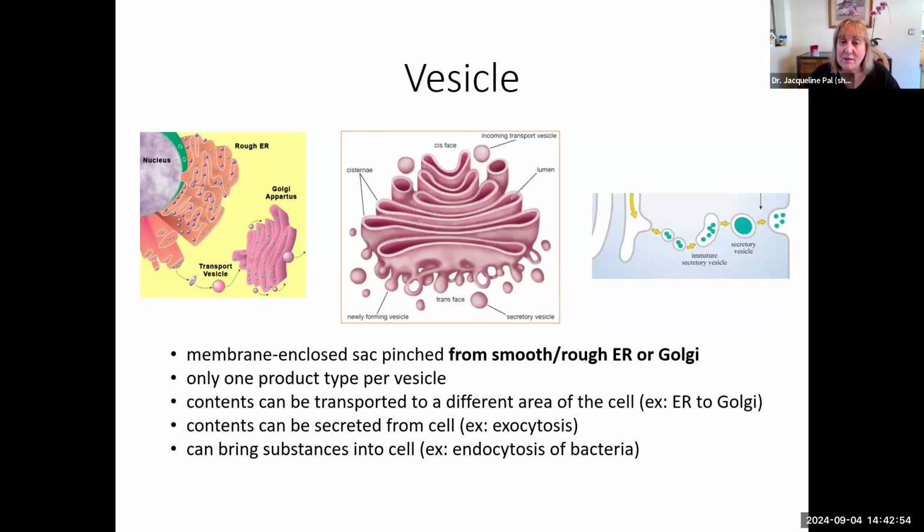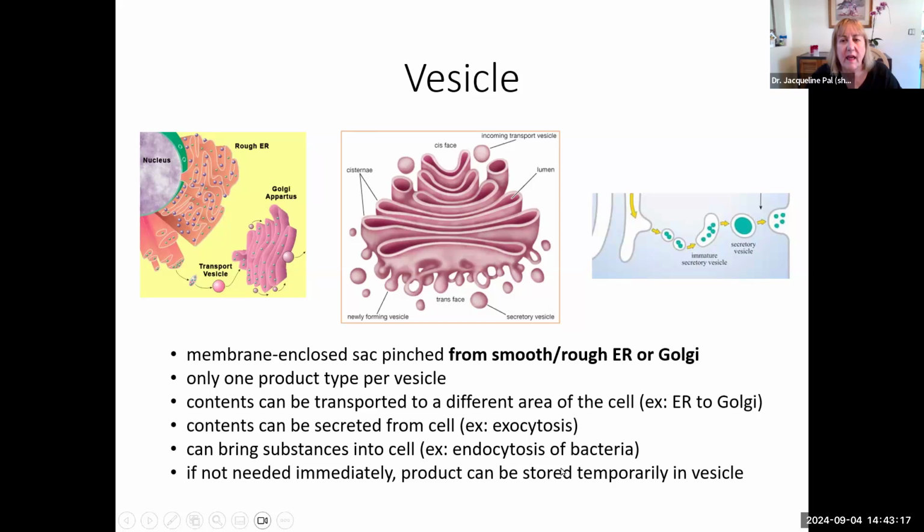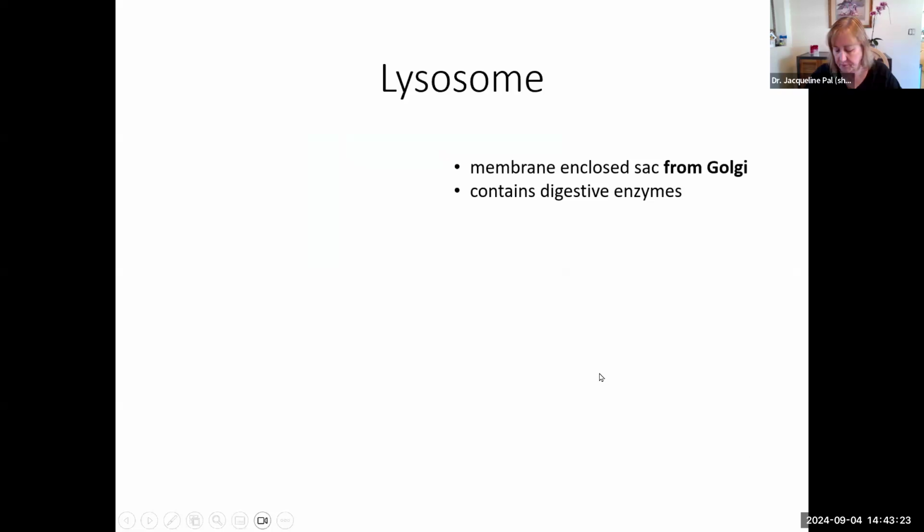And so with endocytosis, as in bacteria, what would we call endocytosis of bacteria? Eating a bacterium, what would that be called? If you don't know, go back and review, come up with that word that means to eat. When that bacteria was eaten, that would also appear in a vesicle. If it's not needed immediately, it can be stored in a vesicle. That brings us to another organelle known as a lysosome. Now, lysosomes, as opposed to vesicles, only come from Golgi, and lysosomes contain digestive enzymes.